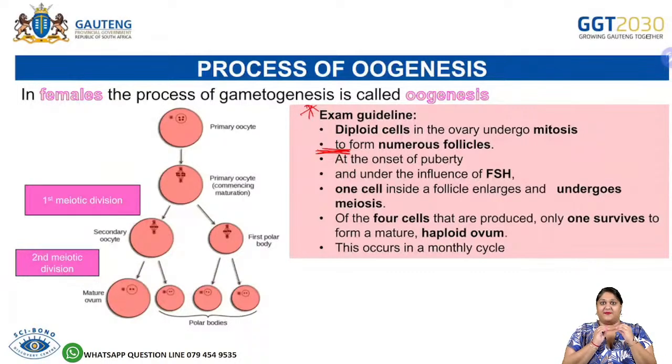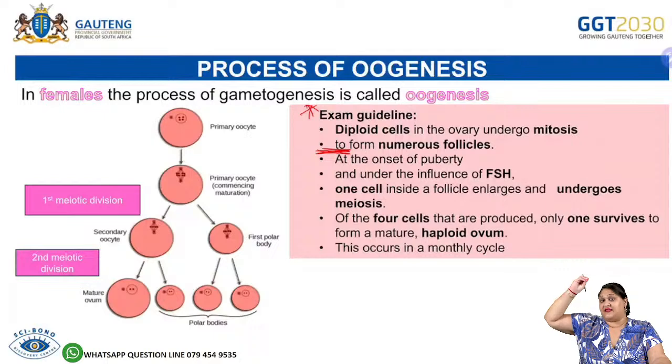Remember we spoke about them, the diploid cells in the germinal epithelium. They are going to undergo mitosis. So cell division is going to occur, and more and more follicles are going to be produced by a process called mitosis. And then all of these numerous follicles are going to be sitting and waiting there for puberty. And at the onset of puberty, remember we said that the pituitary gland is now going to release FSH.